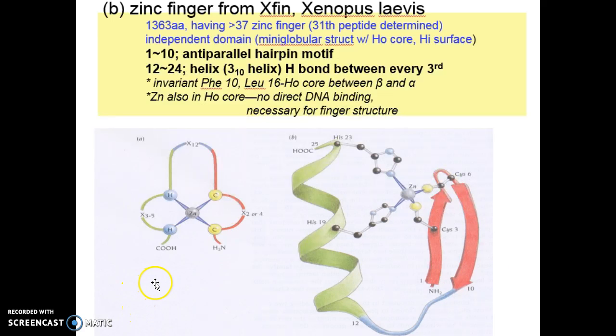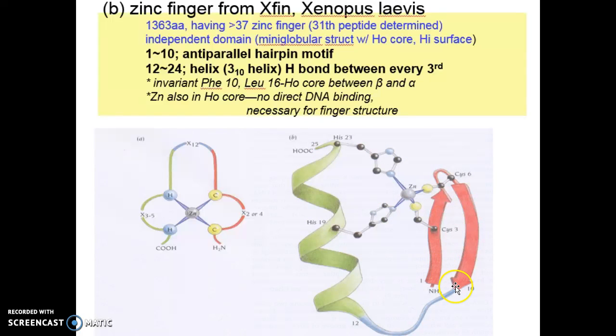The actual crystal structure was obtained from Xfin from Xenopus laevis. This transcription factor is kind of large, having more than 37 zinc fingers, among which the 31st was determined for its structure. We are looking at the crystal structure.